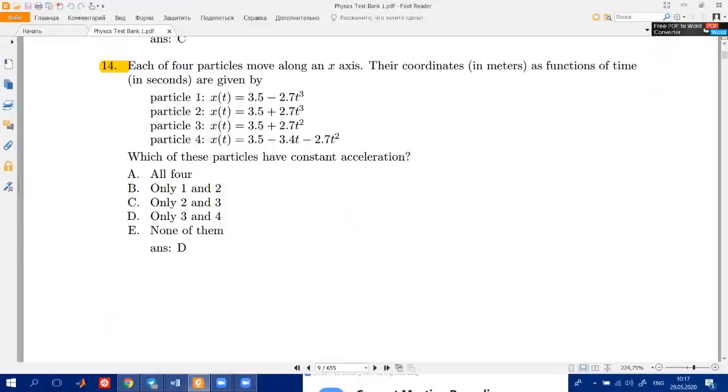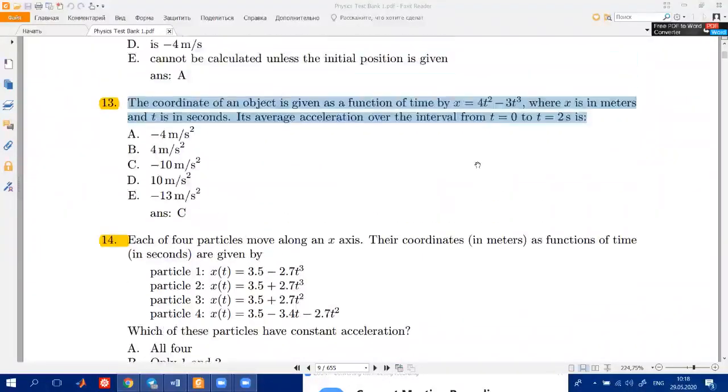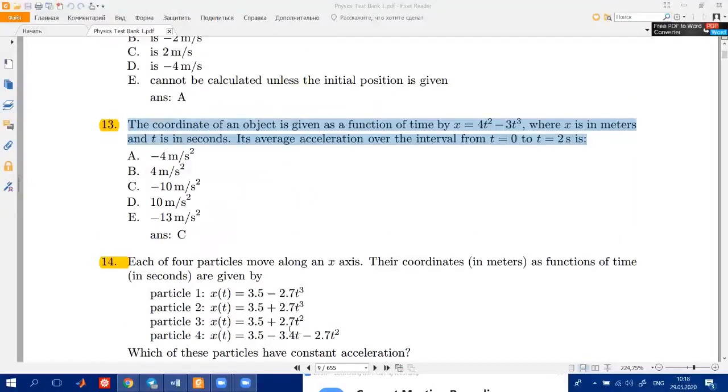Now, let's try to solve this problem by yourself. Each of four particles moves along the x-axis. Their coordinates in meters as a function of time in seconds are given by this. Particle 1, 3.5 minus 2.7 t cubed. So its coordinate x is given. Which of these particles have constant acceleration? You should find velocity by taking the derivative of this function, and by taking the derivative one more time you should find acceleration. So you should take the derivative two times.